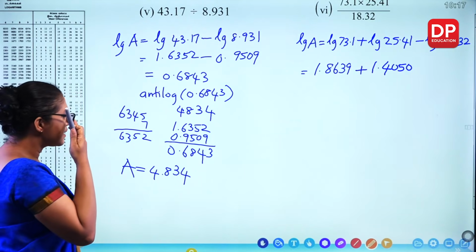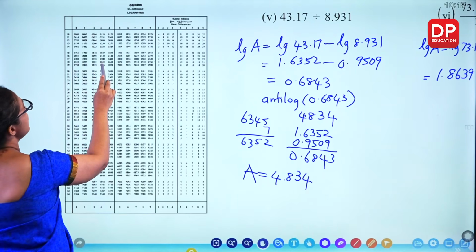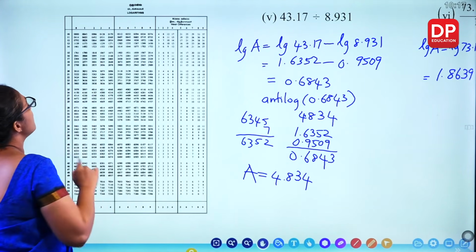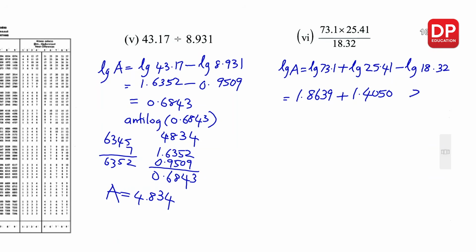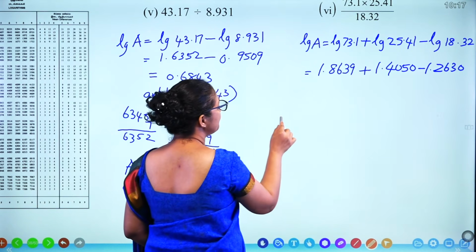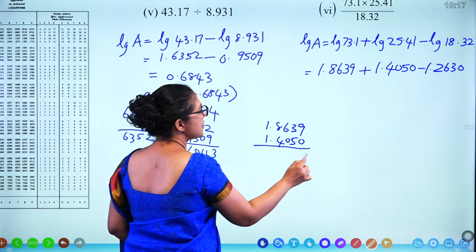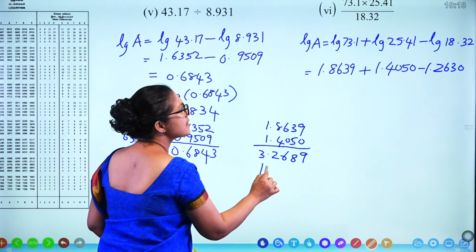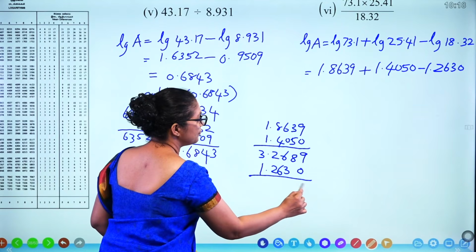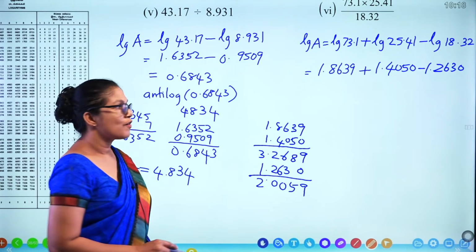And 18.32. 18.3 is this. 2 is 5. Adding 5, 26.30. And what's the characteristic? 1. Now add these two. You get 3.2689 and subtract the other number. 0.0059.